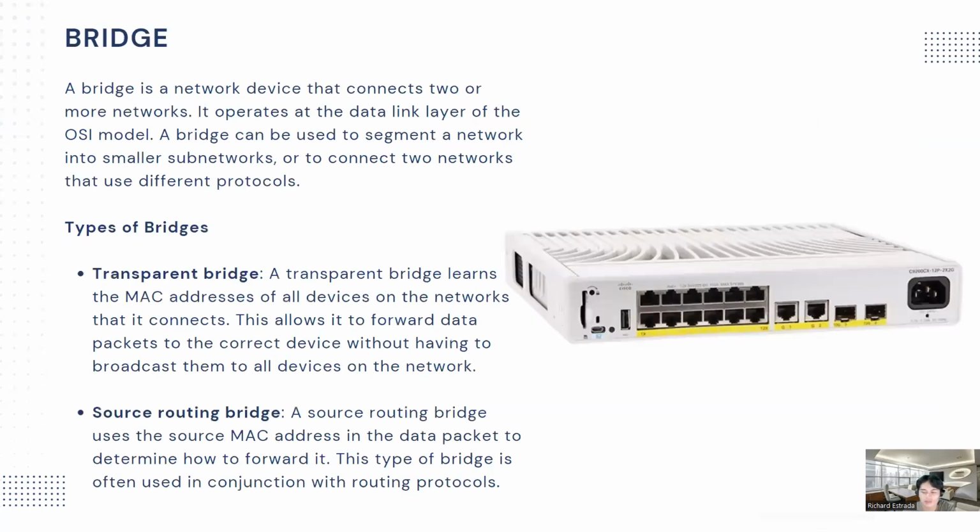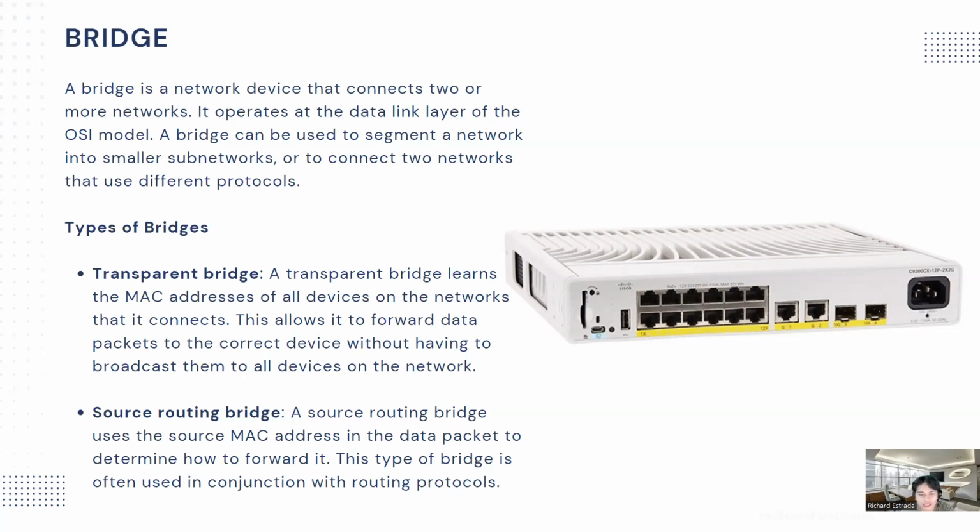So next is the device called the bridge. A bridge is a network device that connects two or more networks. It operates at the data link layer of the OSI model. So the bridge can be used to segment a network into smaller subnetworks, or to connect two networks that use different protocols. So we have different types of bridge. We have the transparent, and we also have the source routing bridge.